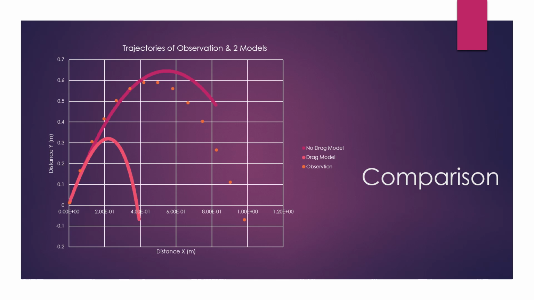The primary difference here is that the two computational models did not travel as far in the x direction as the observation, which one would expect that the no drag model would travel further in the x direction due to the lack of having any drag slowing it down in the x direction. However, if you want to scroll back to when I was showing the Tracker screen, Tracker actually shows that the ball is speeding up in the x direction.